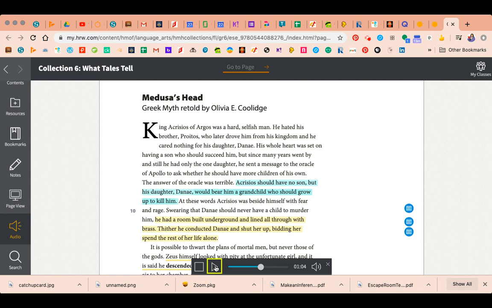Don't forget to picture all of this. Already picture the kingdom where Acrisios lives, his daughter Danae, the underground room. That should all be in your head right now.